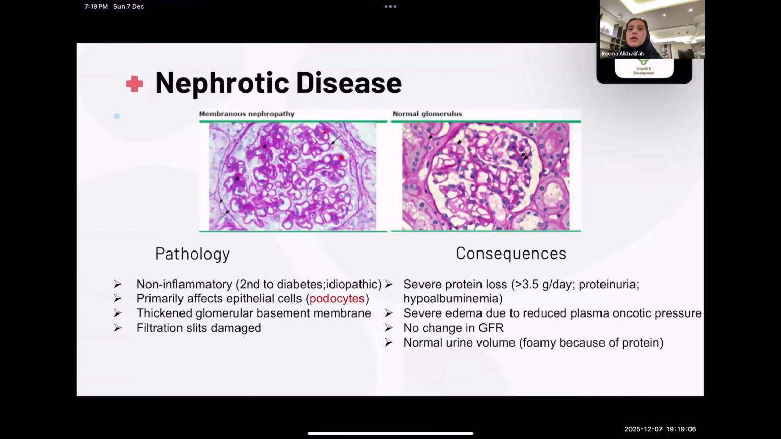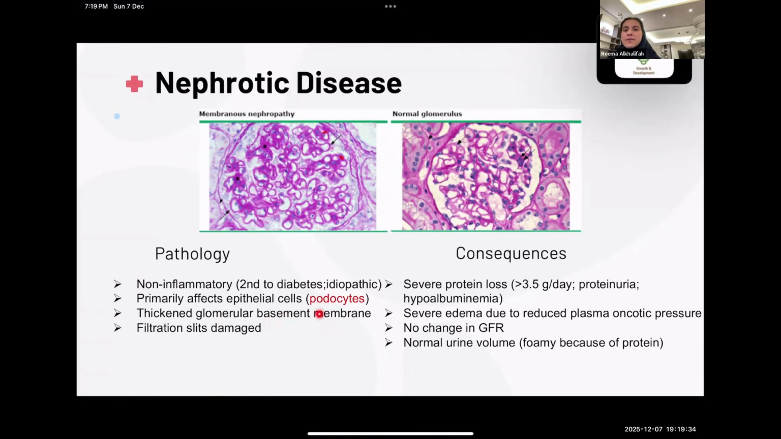Nephrotic disease is non-inflammatory, and it's usually secondary to diabetes or idiopathic. Idiopathic means the cause is unknown. Now, because it's non-inflammatory, you can still see there's lumen here, okay? And this disease affects the podocytes, unlike nephritic disease where it affects the endothelial cells. And here, the basement membrane is thickened and the filtration slits are damaged.